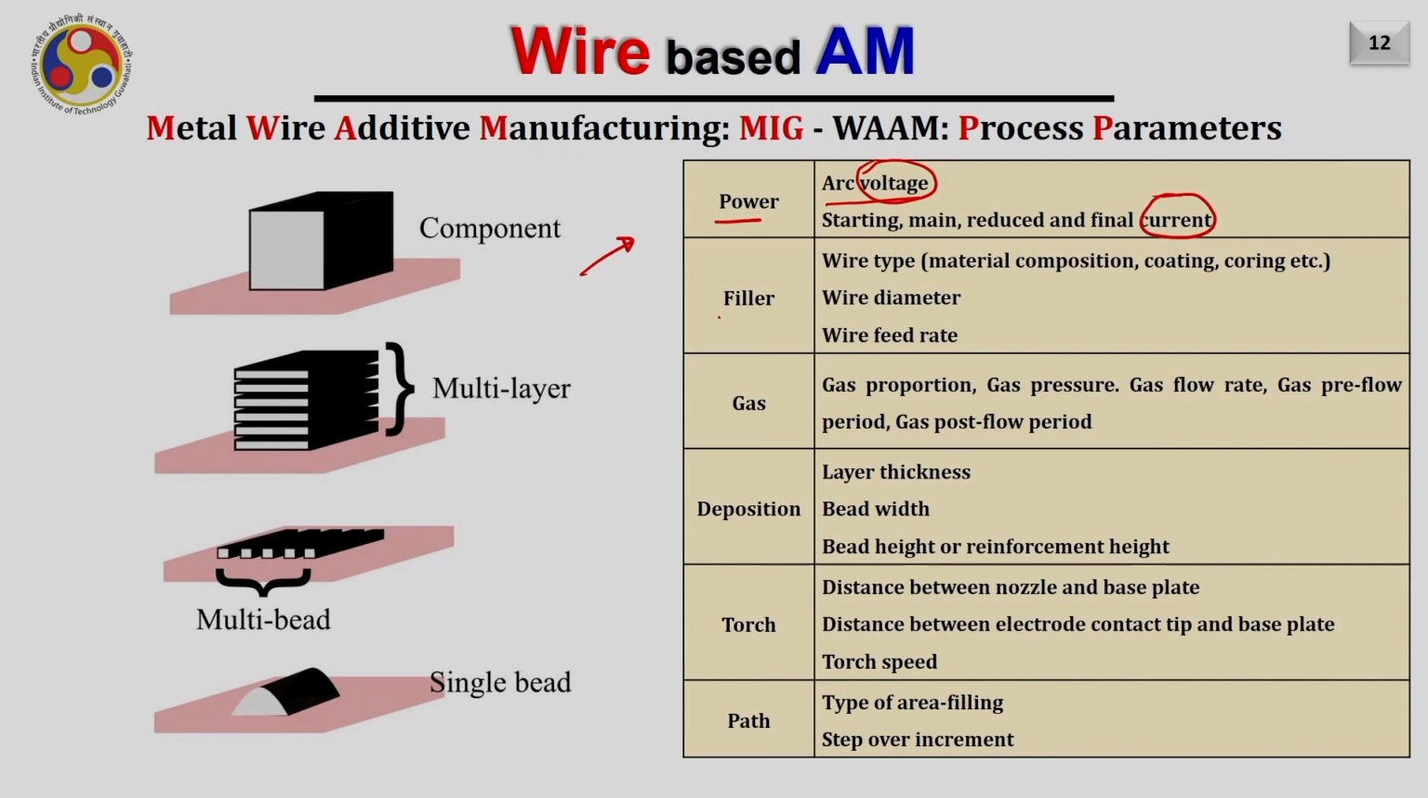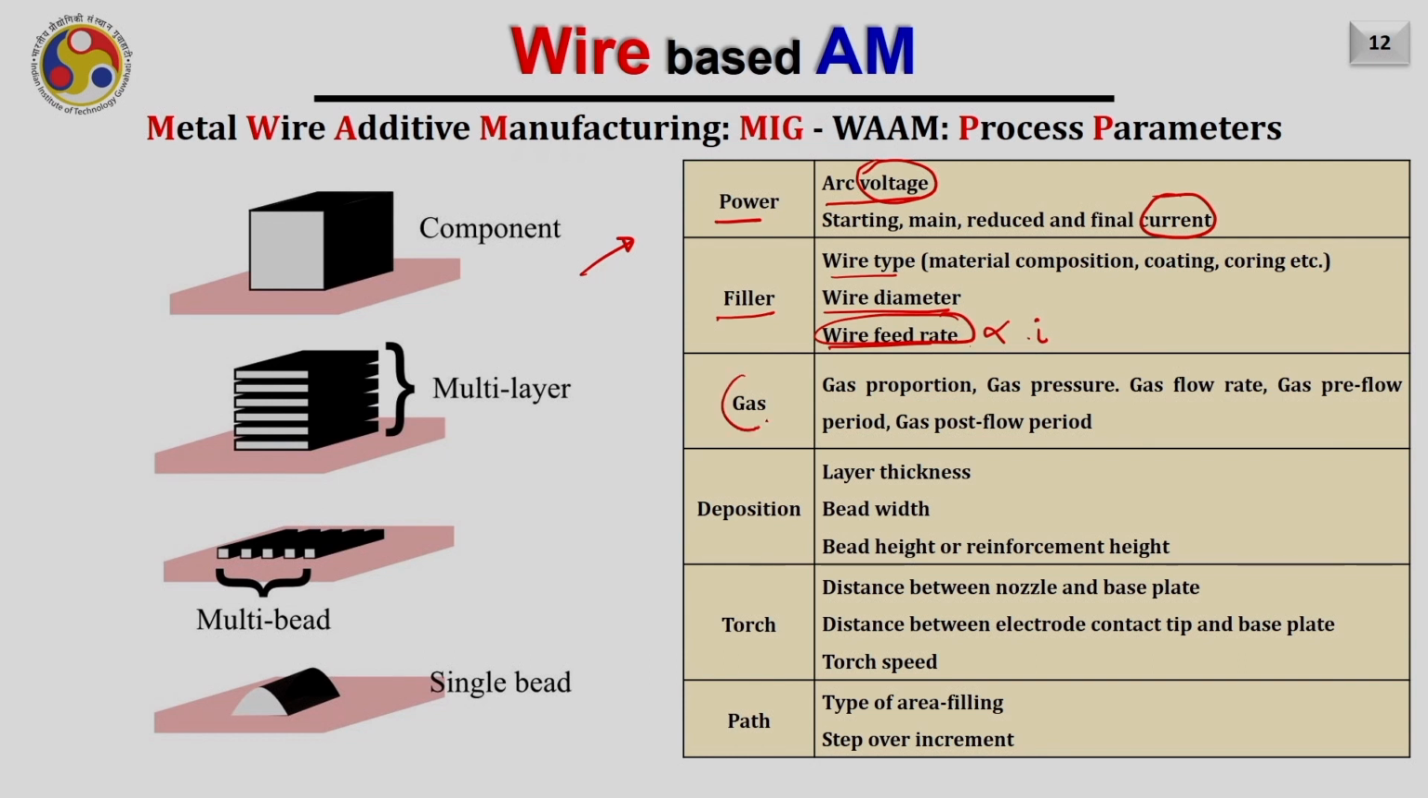Then the type of filler material. Which type of material we are using, what is the diameter of the wire, and what is the wire feed rate. Also it can be noted that the wire feed rate, at least in the case of the automatic MIG welding process, is directly proportional to the current which we are supplying. So they both are in synergy.